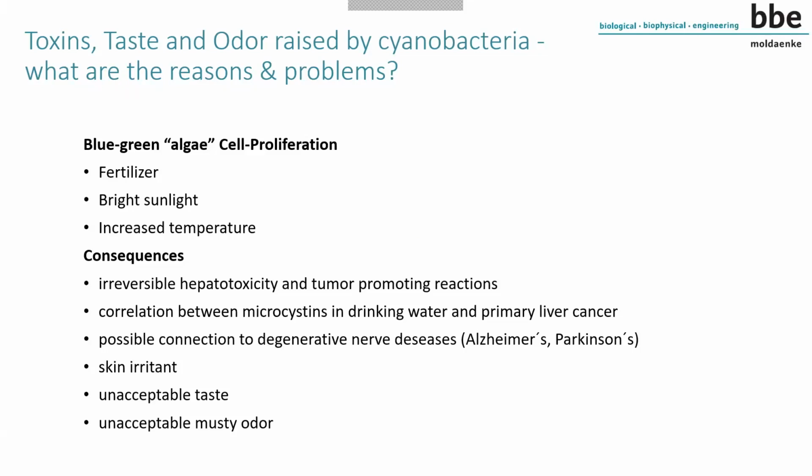And we have, of course, some consequences, and I have a short list here of what they can do, harmful things. One really important thing, the most noted disease, is irreversible hepatotoxicity. That means the liver is affected, and it is known that tumor promoting reactions can follow. Some literature brings out a correlation between the biotoxin microcystin from this algae I showed in the beginning and primary liver cancer.